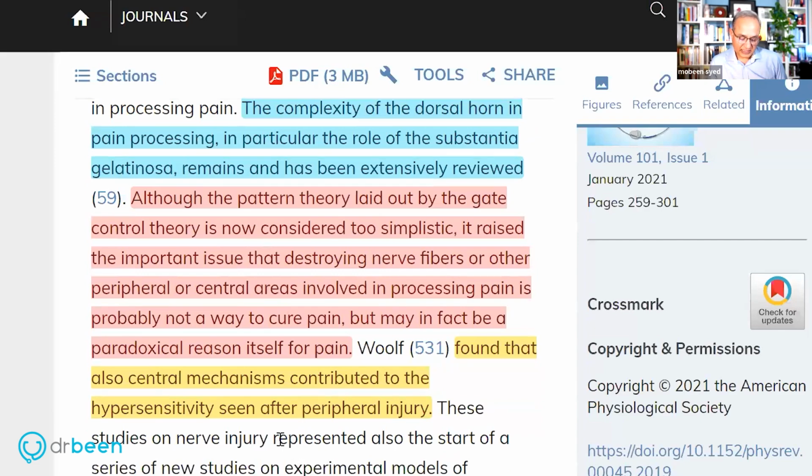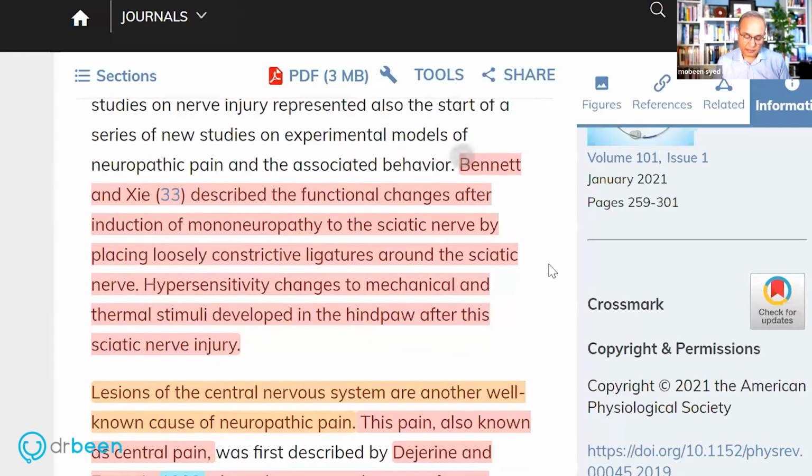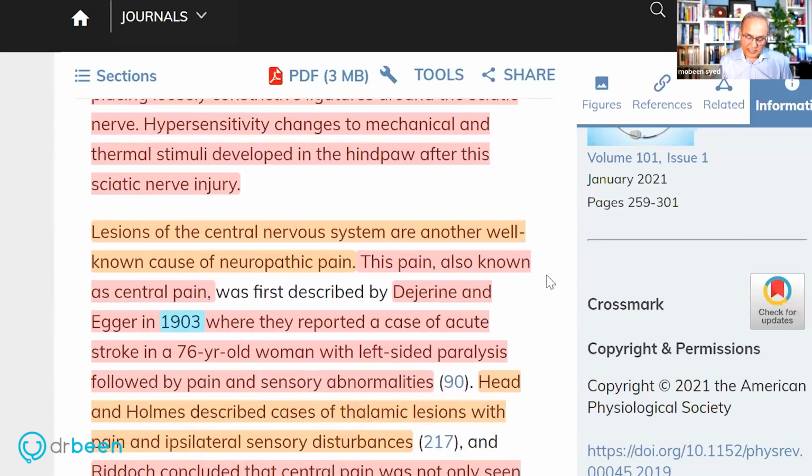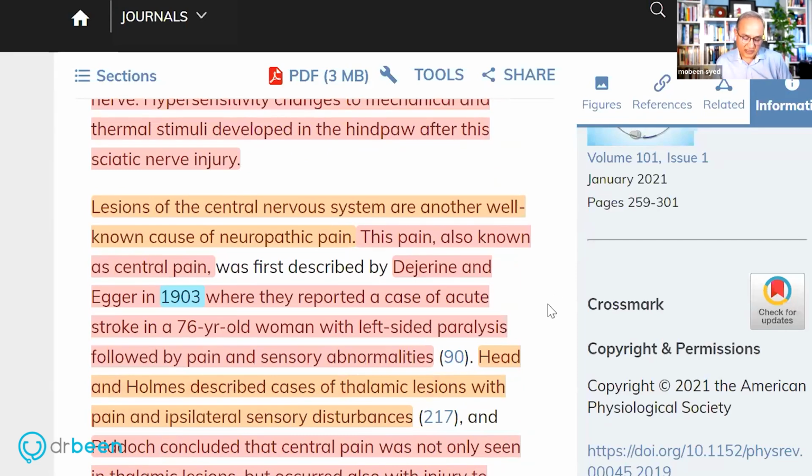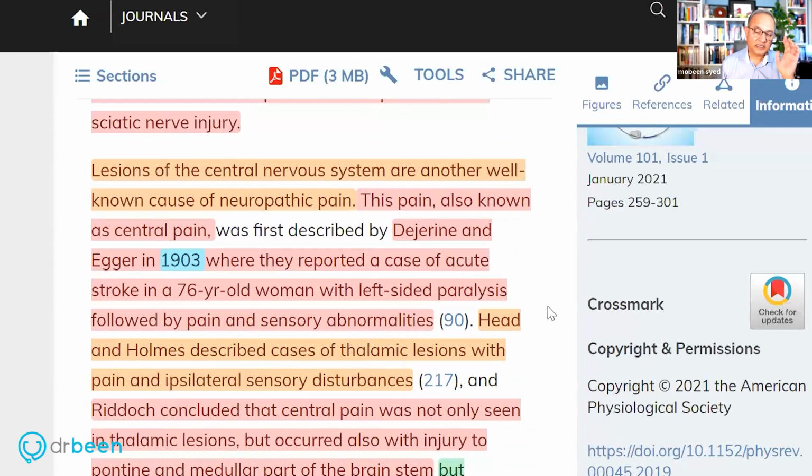Woolf found that central mechanisms also contributed to the hypersensitivity seen after peripheral injury. Then there were more doctors, for example, Bennett and Xie, who found functional changes after induction of mononeuropathy of the sciatic nerve. So these are the researchers who are working on peripheral pain. Then there were researchers, for example, Dejerine and Egger in 1903, who looked at damage in the central nervous system and the perception of pain starting after that. Meaning, it's not necessary that there has to be damage in the peripheral tissues to perceive pain in some part. It is actually possible that the damage is in the central nervous system, which is then projected to a painful stimulus or perception somewhere in the periphery.